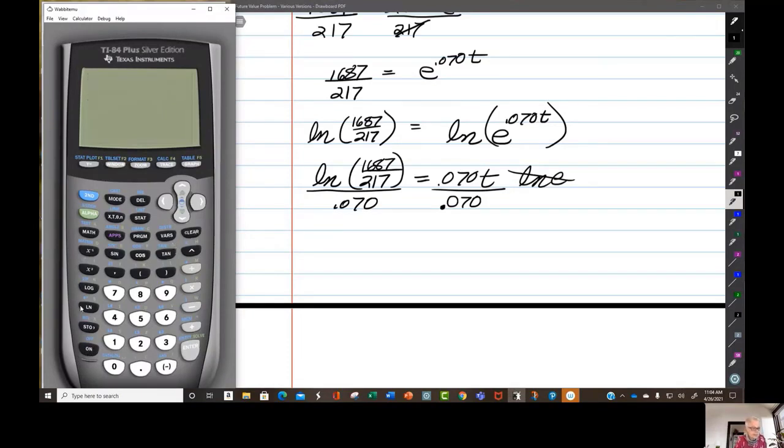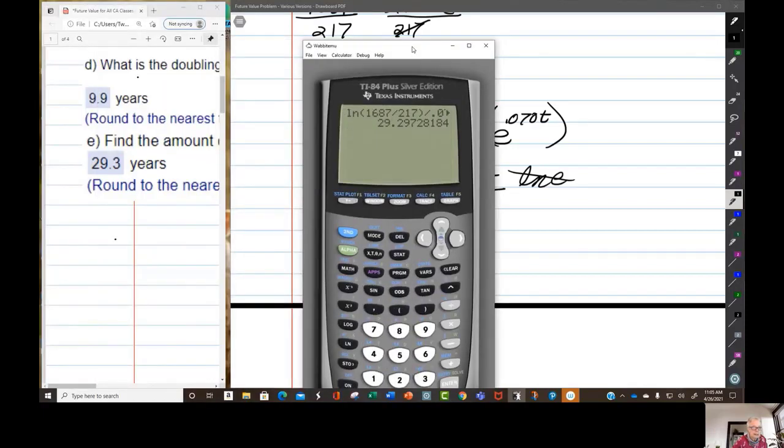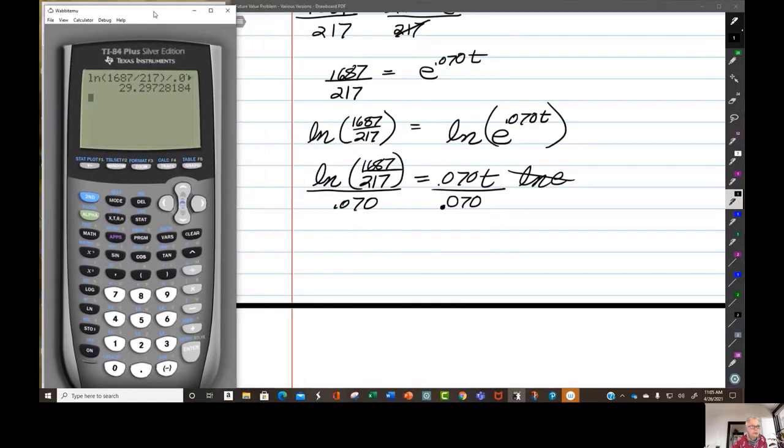Ln 1687 divided by 217, close parentheses, and then that's divided by 0.070. And this is what I get. Yep, that's what they're looking for.